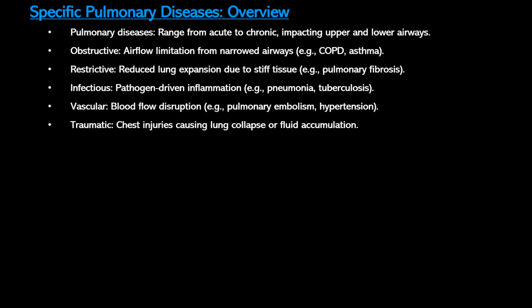Vascular diseases, such as pulmonary embolism and pulmonary hypertension, affect the pulmonary blood vessels, which disrupts oxygen delivery to systemic tissues. Traumatic conditions like pneumothorax or hemothorax can result from physical injury to the chest, leading to complications such as lung collapse or fluid accumulation in the pleural space.